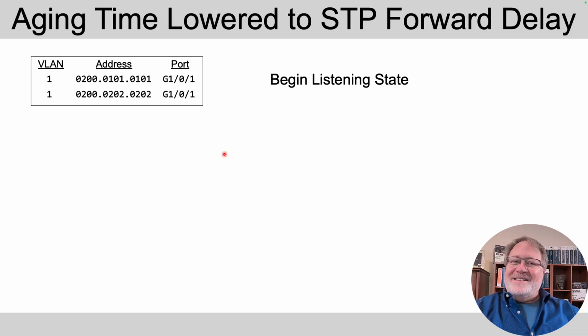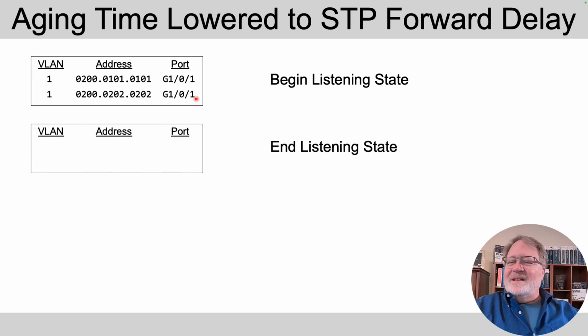Next up, while that listening and learning state stuff is happening, the MAC table gets timed out. Whenever that happens, the aging time gets lowered to the same number as the forward delay of 15 seconds. So at the beginning of listening state, let's just say we had these two MAC table entries and they were listed off port gig 101. That was the original root port that just failed. So by the end of the listening state's 15 seconds, those entries would have timed out and been removed from the MAC address table. So we've gotten rid of any MAC table entries that would be old and stale and make no sense now that that link failed.